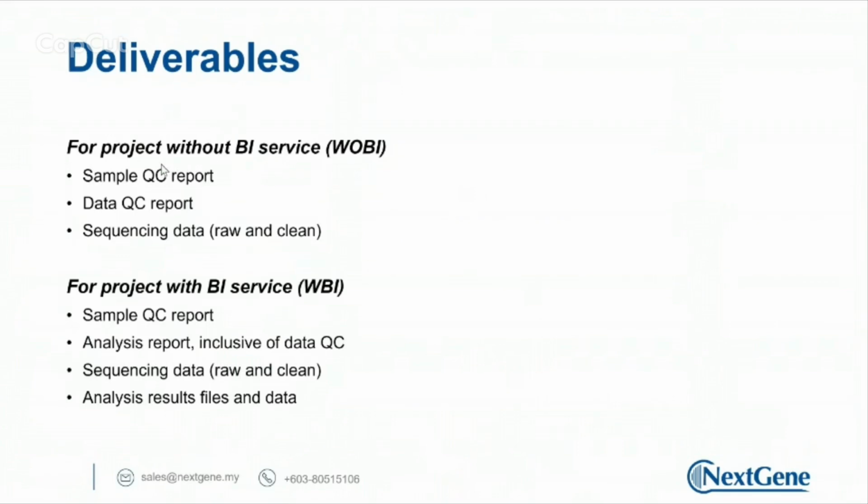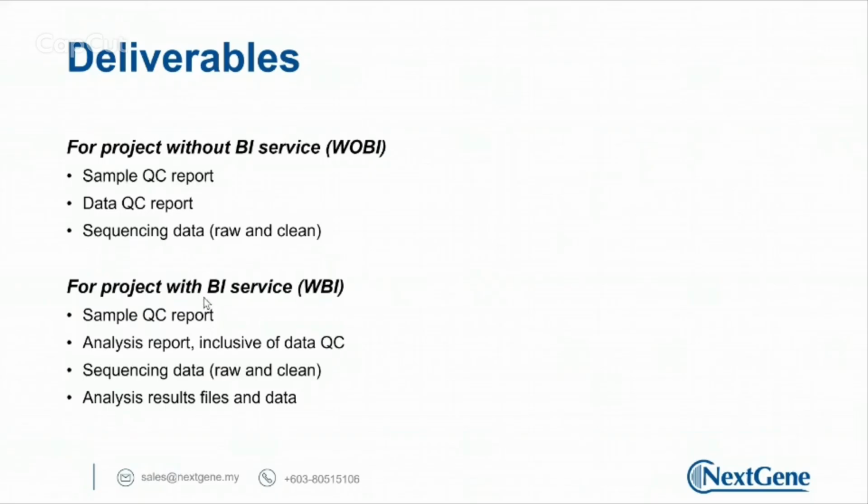Next, just to show you quickly how the project deliverables will look. For projects that come without the bioinformatics service, you might see the tag WOBI, without bioinfo. Users will receive the sample QC report once the lab has done the QC for the samples. And once the sequencing is done, our users will receive the data QC report together with the sequencing data. Depending on users' preference, whether they want the raw data or the clean data or both sets of raw and clean data.